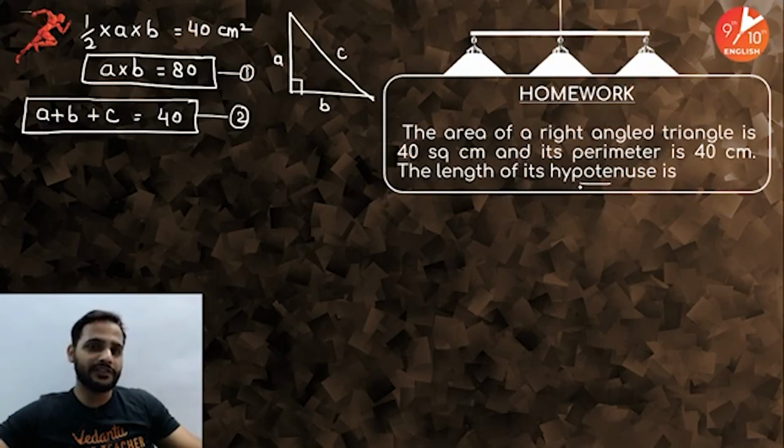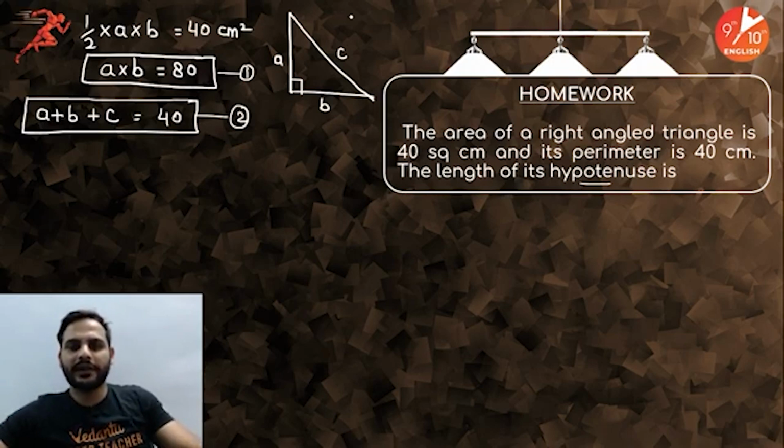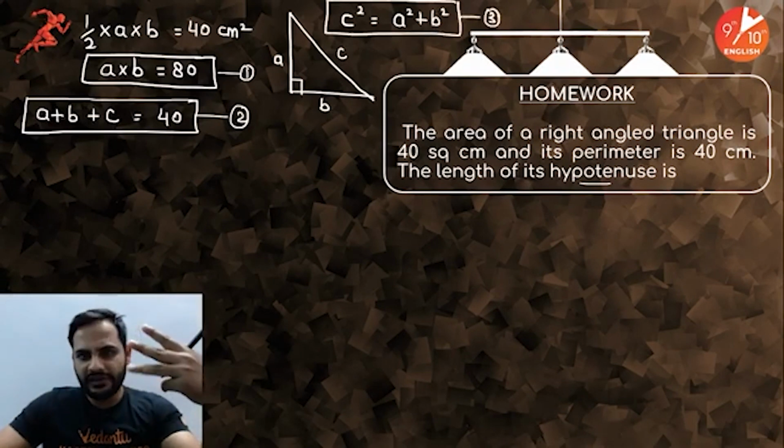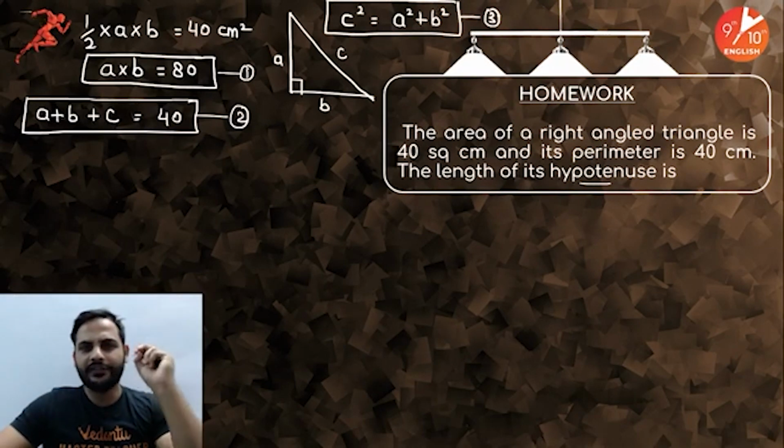Now see, we have one more relationship, and that is Pythagoras theorem. C square is equal to A square plus B square. These are three equations. So we have three variables, three equations. Definitely we can find out the values.